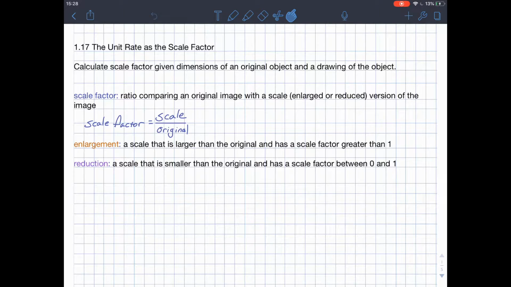When we are looking at those scale versions, an enlargement is a scale that is larger than the original, and it has a scale factor that is greater than 1. A reduction is a scale that is smaller than the original and has a scale factor between 0 and 1.